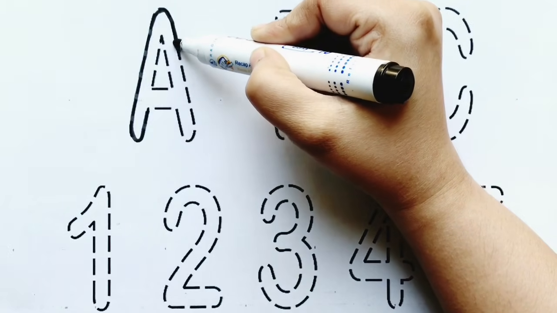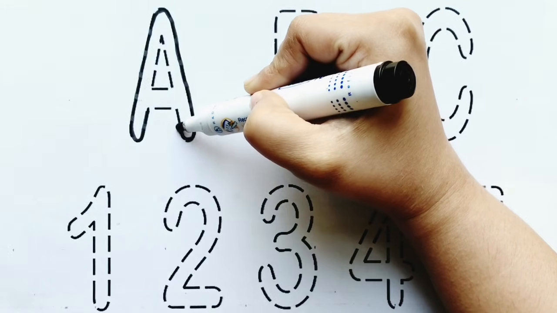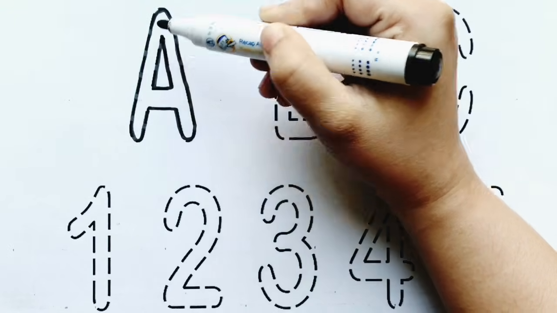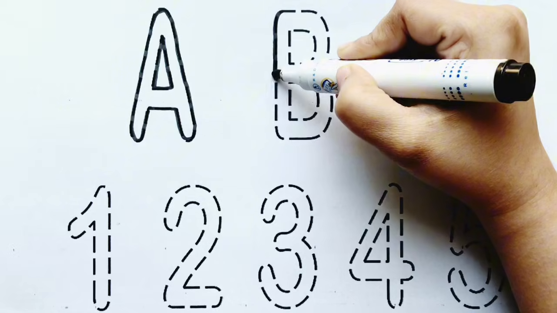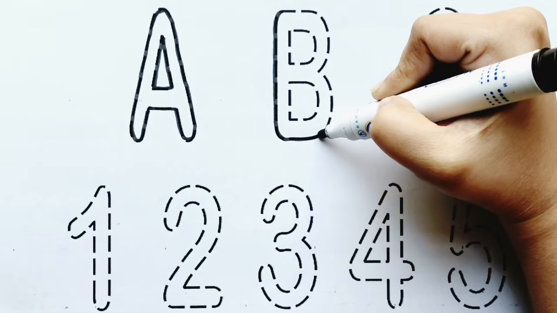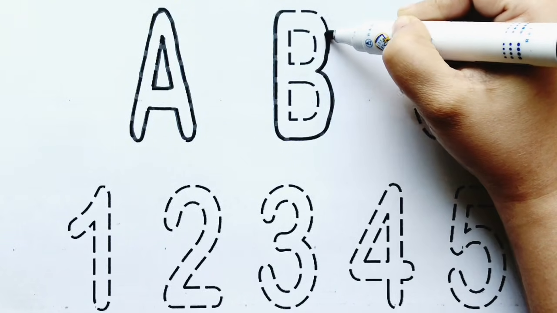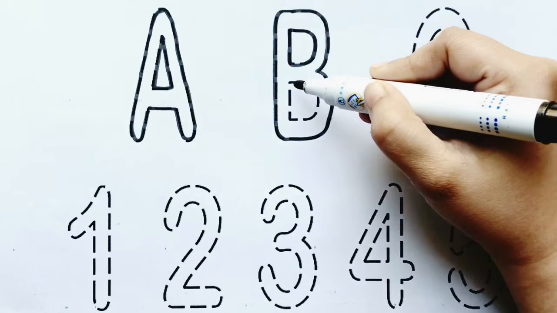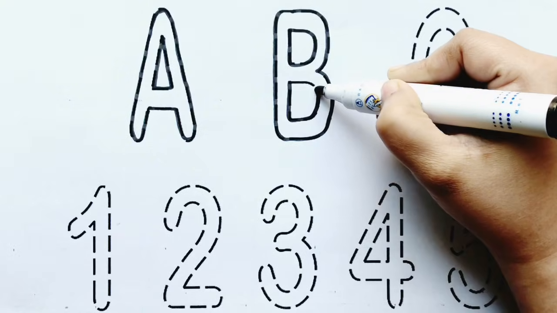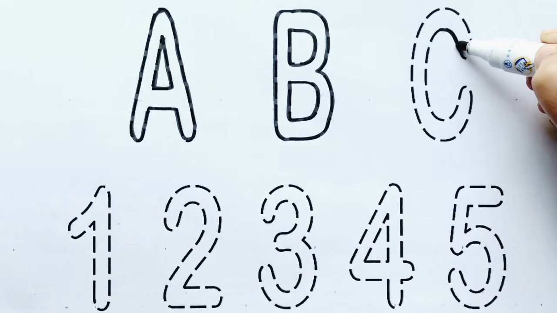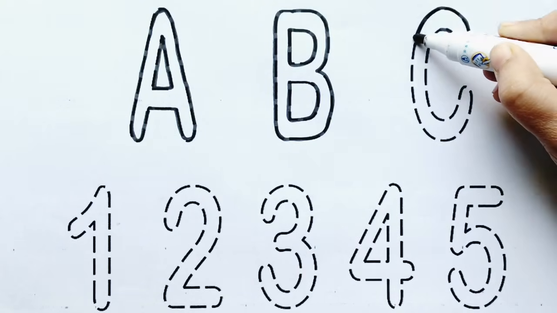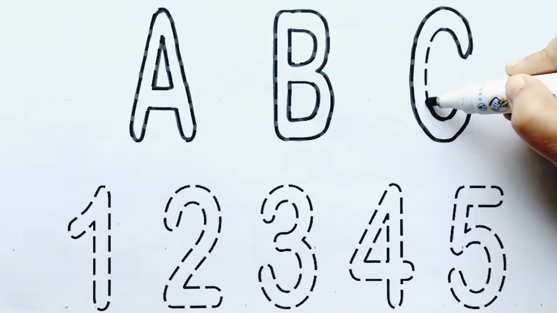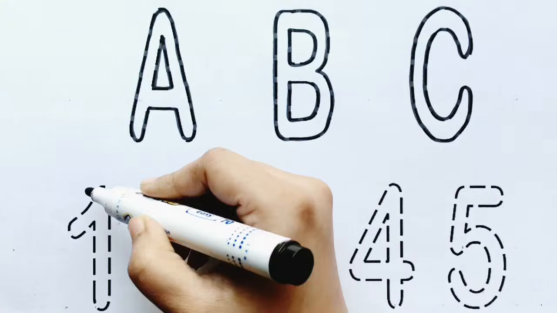Uppercase letter A, B, C. Address, animal, answer, April, autumn, ambulance, airplane, arrow, alligator, ant.